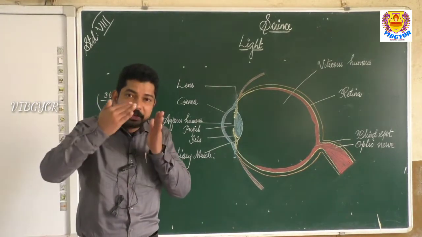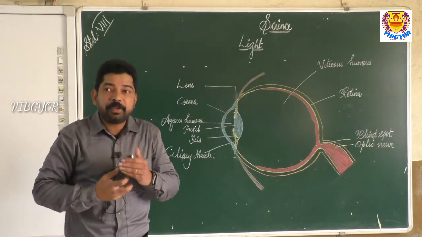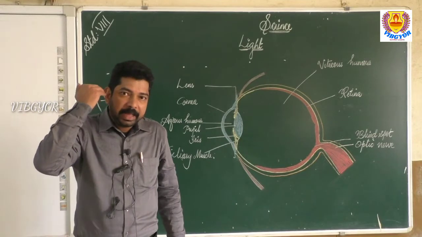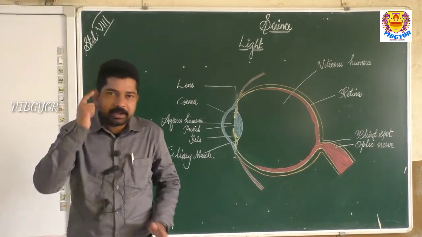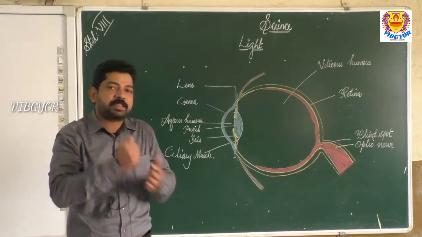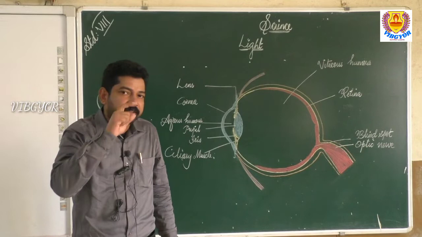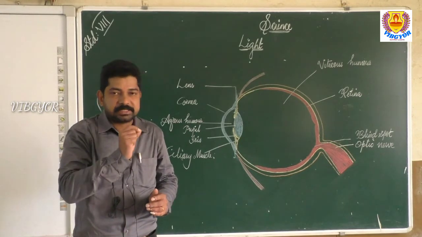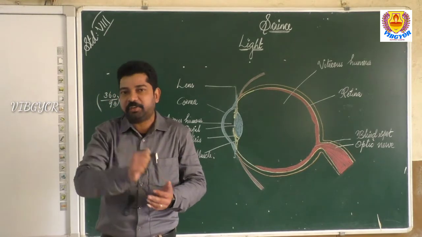If we reduce the angle between two mirrors, then the number of images will increase. For example, if we arrange two mirrors at an angle of 60 degrees, how many images will we get? 360 divided by 60 minus 1. That means 360 divided by 60 is 6. So 6 minus 1 is equal to 5. We will get 5 images.